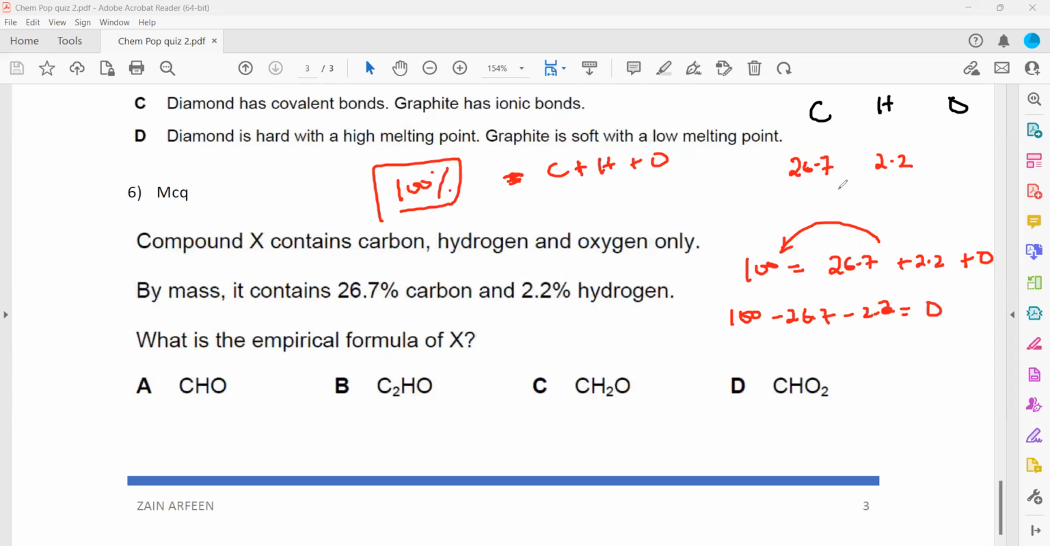So what's the percentage of oxygen? 71.1. So there is 71.1% oxygen. Is it 71 or 72? Because one student said 71, another one 72. It is 100 minus 26.7 minus 2.2. Because this will be 28.9. So 100 minus 28.9, so 71.1.